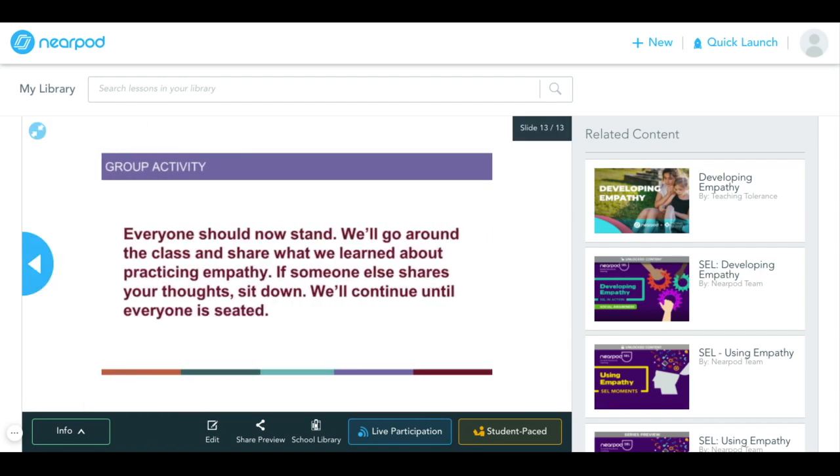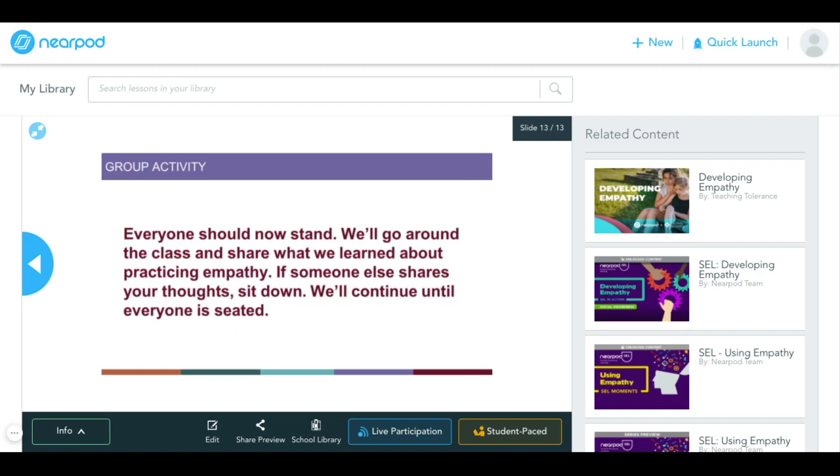And so, at the end of the activity, if you're in a physical classroom together, everyone can stand up and they'll go around the class sharing about what they learned about empathy. If someone shared what the other person shared, they'll sit down. This is a great way to have students get active, sit up, stand up, a great little wake up, break out of the monotony exercise.